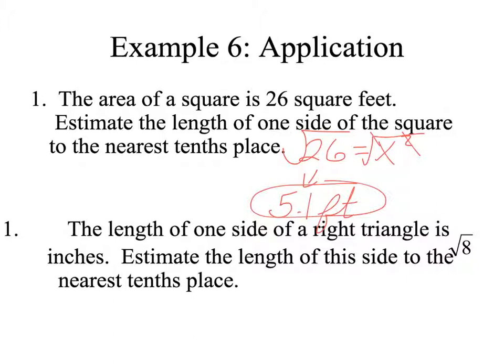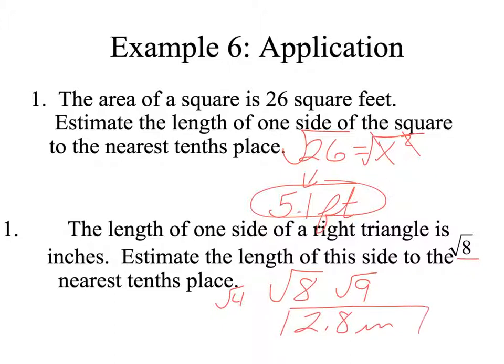The length of one side of a right triangle is the square root of 8. Estimate the length of this side to the nearest tenths place. So we don't even have to really figure much out. They already told us that they want us to do the square root of 8. The square root of 8 falls in between the square root of 4 and the square root of 9. And 2.8 inches is the closest estimate for the square root of 8.